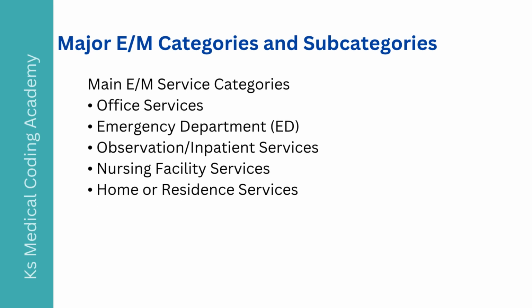E/M services are divided into different categories based on where the service is provided and the type of care delivered. Common categories include office services, emergency department services, hospital services, nursing facility services, and home or residence services. Understanding these categories is important because each category has its own CPT code range and coding guidelines. Identifying the correct category is the first step in accurate E/M coding.